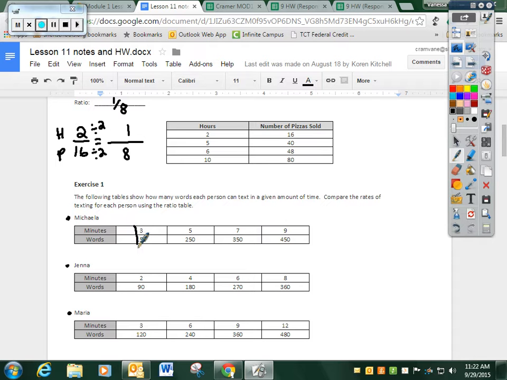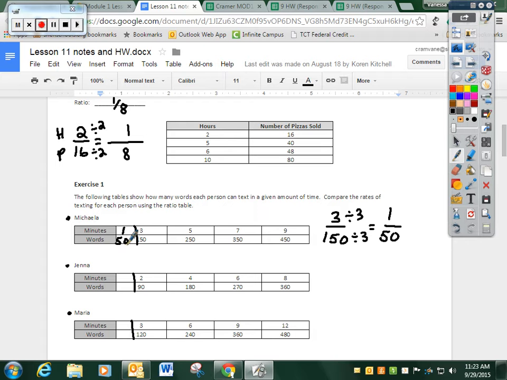So I'm going to do something. I'm going to add a new column to the left of each one of my tables, and I'm going to practice my scaling down. For Michaela's ratio, I realize that both of these are divisible by 3. That will scale hers down to 1 minute, 50 words.